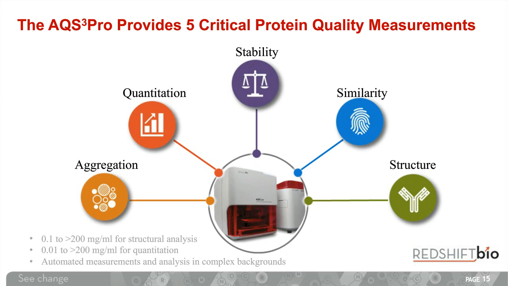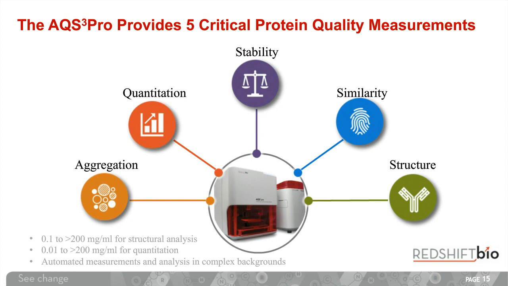So we make these 5 measurement types, and this is actually where the name comes from. The AQS3 comes from the 5 measurement types, which are aggregation, quantitation, stability, similarity, and structure. We get an indication as to structural changes that are related to aggregation, by looking predominantly at the changes usually between parallel beta sheet and anti-parallel beta sheet, which indicates the formation of amyloid-type structures.